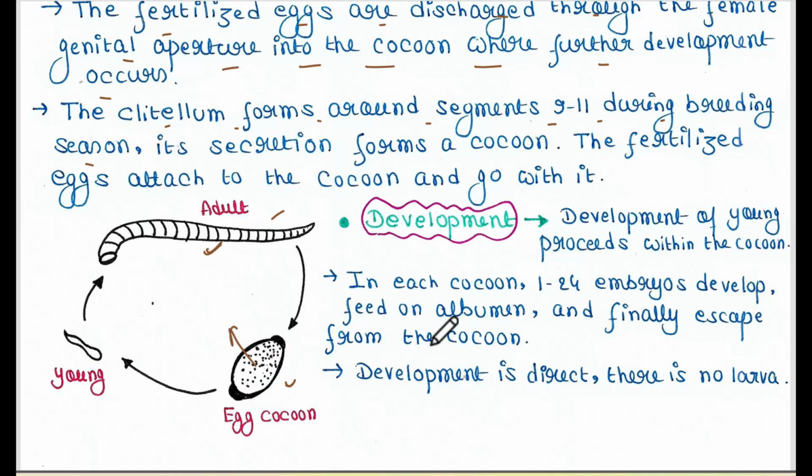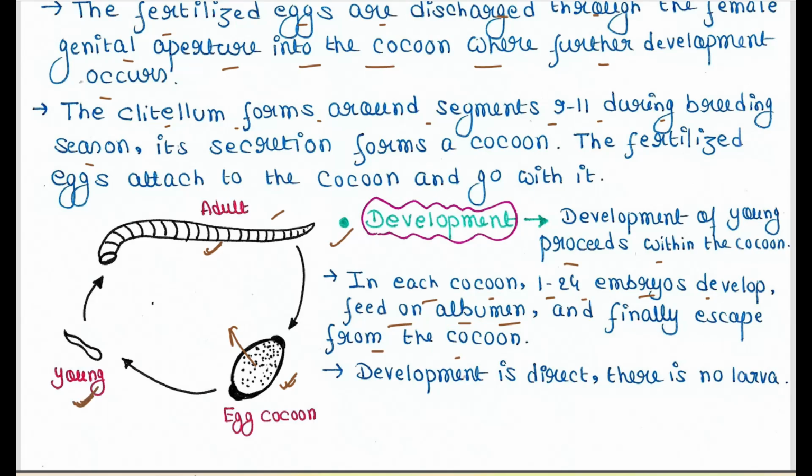And the next step is the development. So development of the young proceeds within the cocoon. Inside the cocoon the development of the egg proceeds and in each cocoon 1 to 24 embryos develop. So in each cocoon there will be 1 to 24 eggs and 1 to 24 embryos, and they feed on the albumin of the egg and finally they escape from the cocoon.